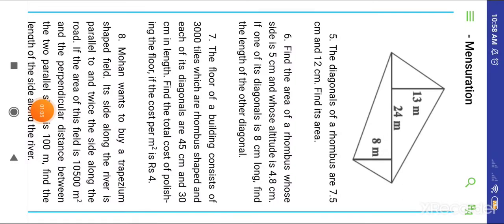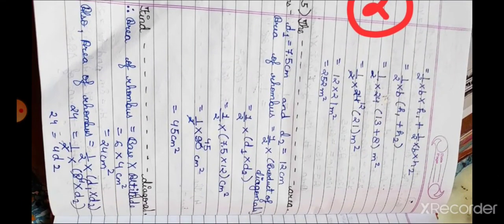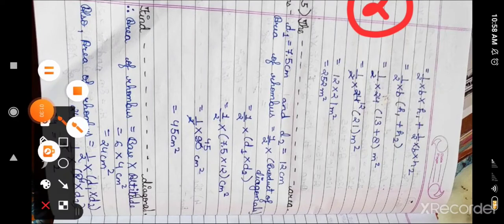The sixth question is: find the area of a rhombus whose side is 5 centimeter and altitude is 4.8 centimeter. If one of its diagonals is 8 centimeter long, find the length of the other diagonal. We can also find the area of a rhombus with the help of the formula base multiplied by altitude. So after substituting values in this formula, we have 24 centimeter square and it is the area of the rhombus.